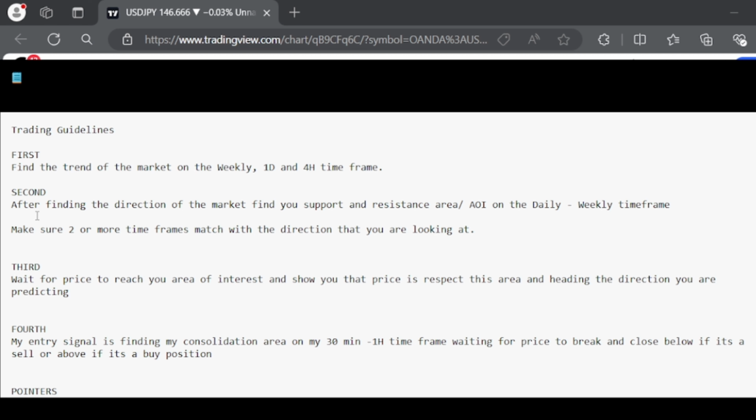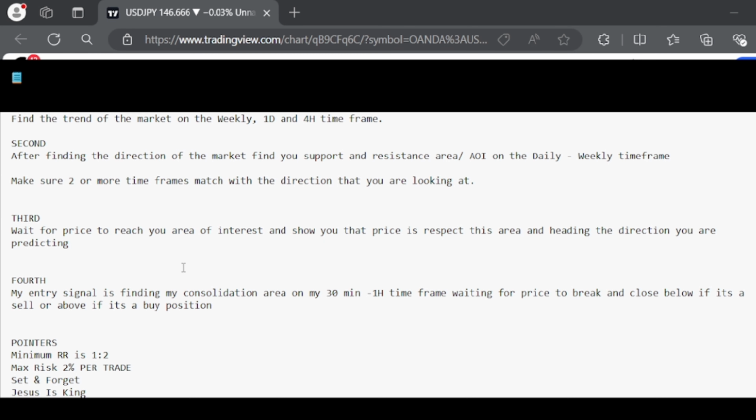Make sure 2 or more time frames match the direction that you're looking for. So a perfect example is, let's say the daily was bullish, the 4 hour bullish, but the weekly time frame is bearish, then we'd say, okay, we have more bullish than bearish. But let's say the weekly was bullish, the daily was bearish, and the 4 hour was bearish, then we'd be like, okay, price is more bearish than bullish right now. So we'd keep an indication that, okay, we know exactly what we're looking for inside this market.